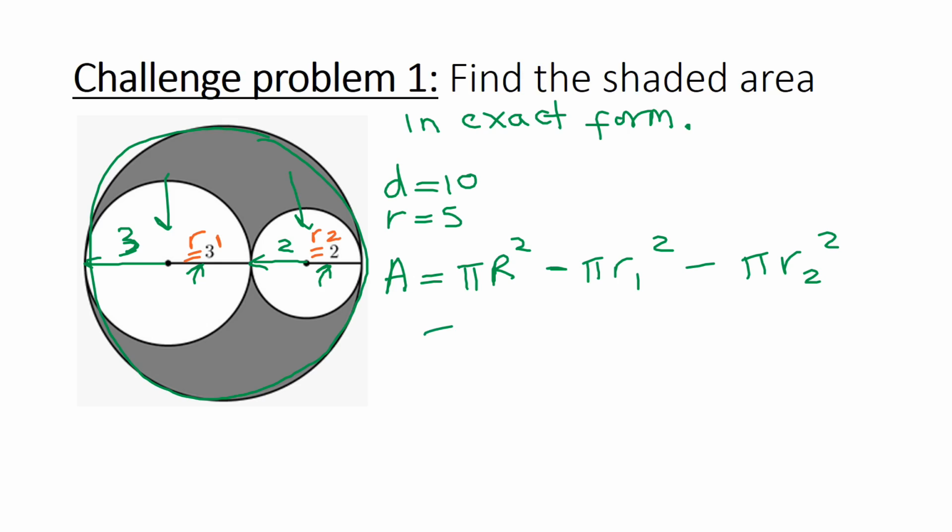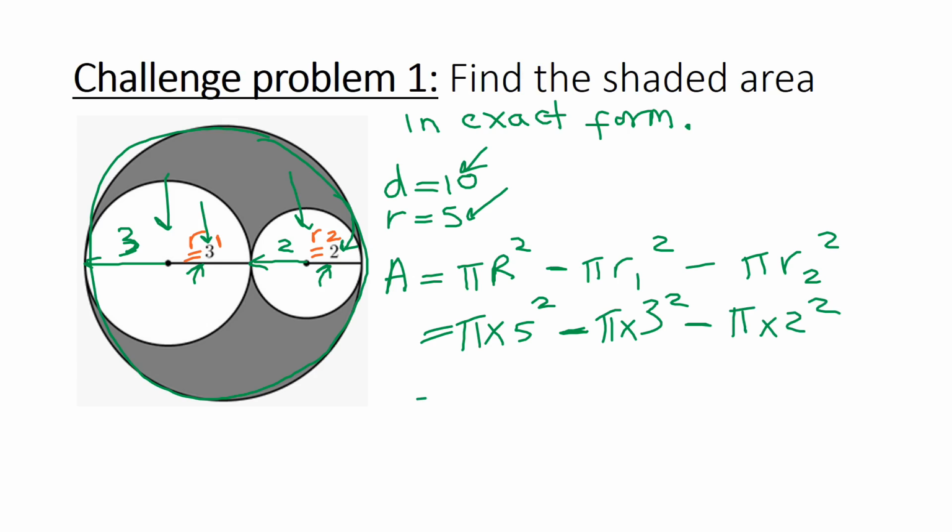So we're going to start off with the big circle, and we worked out that its diameter was 10, its radius is therefore 5, so we'll substitute in pi times 5 squared, minus, now we're going to look at the next circle, which has a radius of 3, so we're going to do pi times 3 squared, and then we're going to minus lastly the smaller circle, which has a radius of 2. That's pi times 2 squared. And then we're going to simplify. 5 squared is 25, so we get 25 pi. 3 squared is 9, so we get 9 pi. And 2 squared is 4, so we get 4 pi.